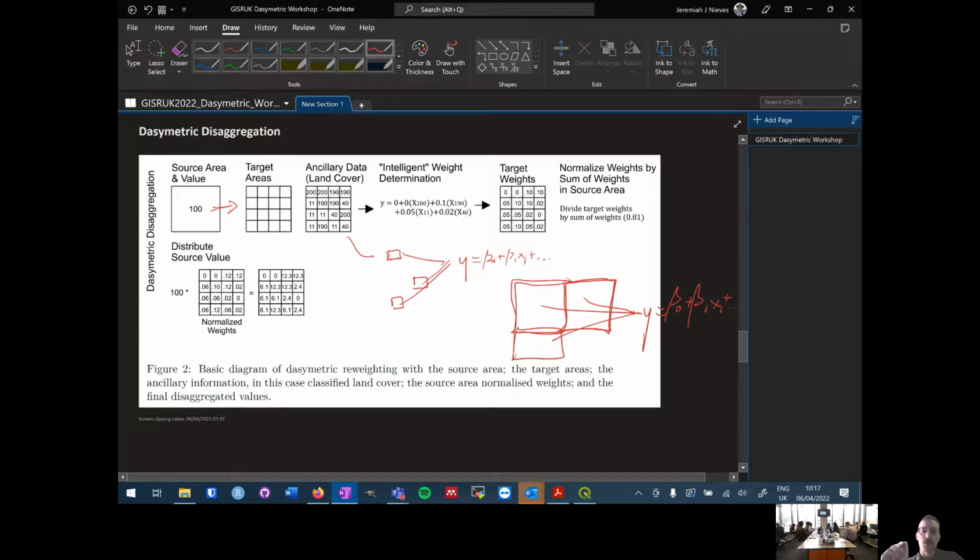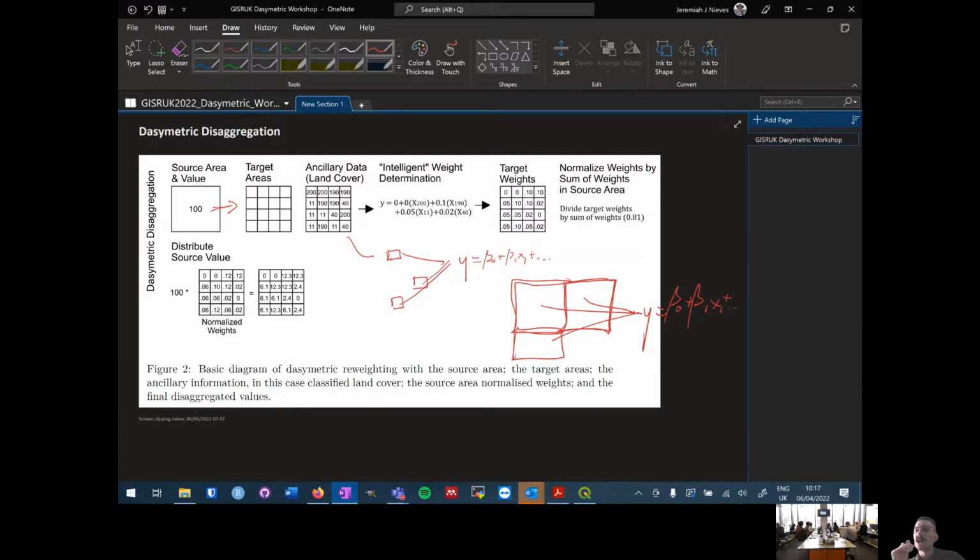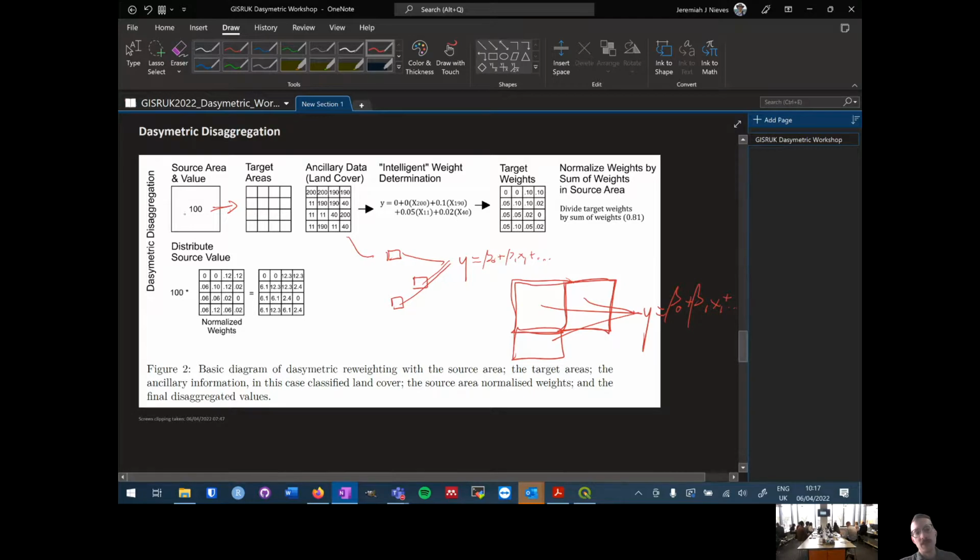Now, this is an ecological fallacy, and some of you all might notice that. But in practice, it kind of works, and we'll talk a bit about why. So going back here, we've got our source area and value. We've got our target areas we want to predict for. We've got our ancillary data that is also at the target resolution. And we train some model, in this case, a linear regression of some sort. Now, this is not complete. It doesn't have all the weights, but this is for an example. And so you then essentially have these target weights.